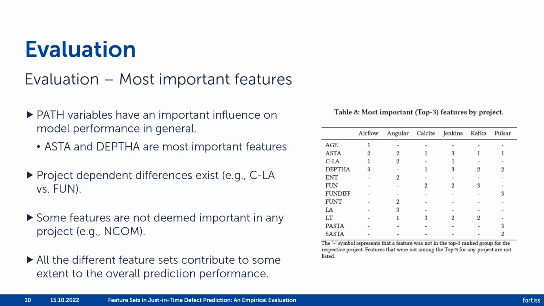Also, we can see that there are project-dependent differences. For example, the cumulative lines that were added in a commit are most important for the Airflow or Angular project, but are not really important for the Calcite or Kafka project. Also, we found that some features are not deemed important in any of the projects, for example, the number of comments on a pull request. And we can now conclude that all the different feature sets contribute to some extent to the overall predictive performance and are really dependent on the project setup.